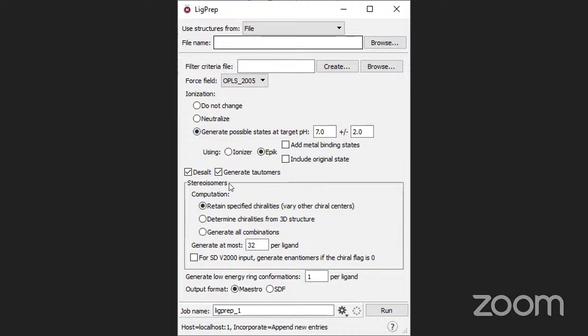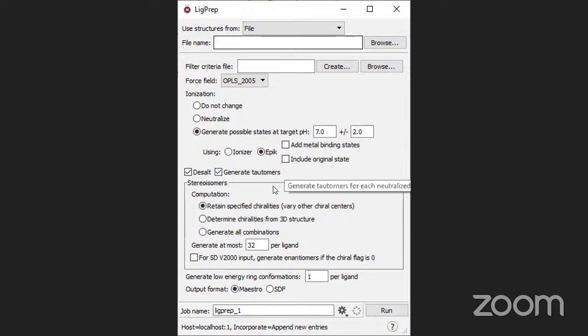Then other options like desalt, generate tautomers, isomers. We can generate a number of isomers as well as tautomers based upon the number of rotatable bonds and the number of stereo centers present in the chemical structures.